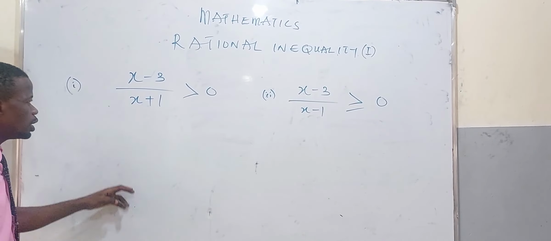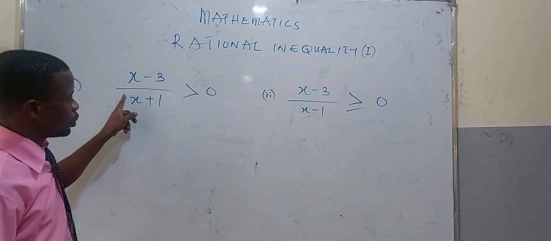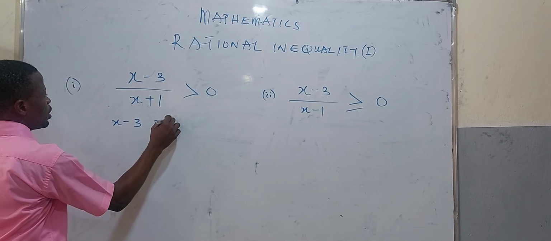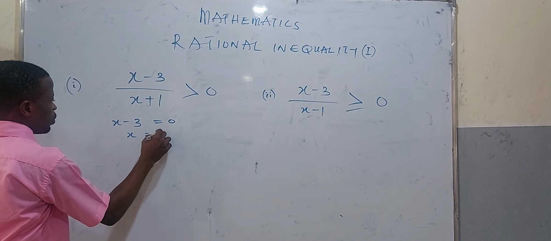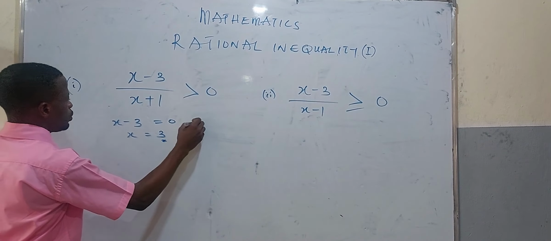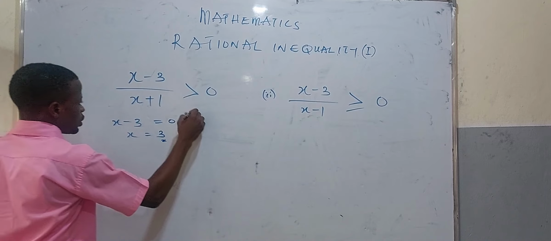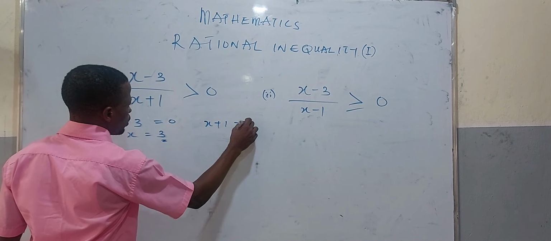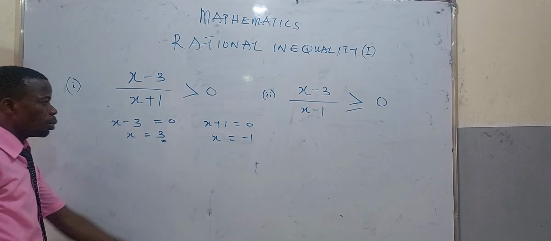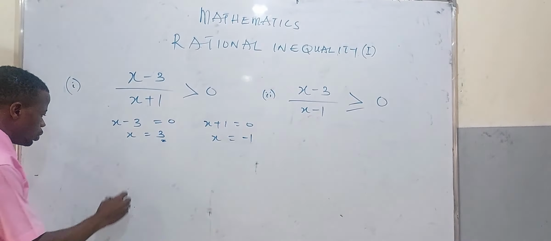The first thing is we'll find the zeros of this. That implies x minus 3 is equal to 0, so x can be equal to 3, right? Then we have x plus 1 is equal to 0. That implies x is equal to what? Minus 1. So we have minus 1 and 3 on the number line.